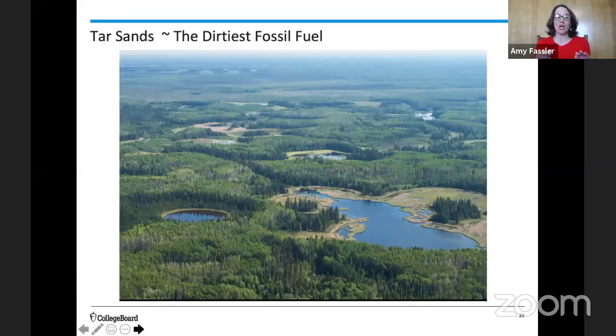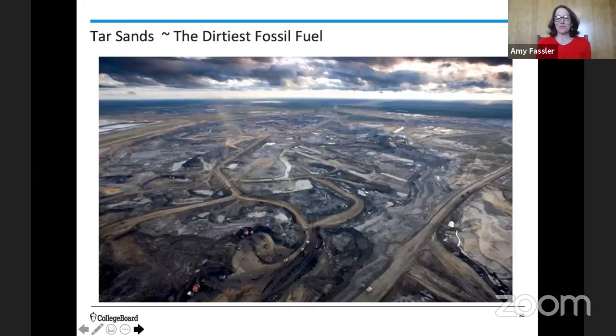So here's a picture of, and I'll show you this on a map in a minute, this is a picture of the area of old growth boreal forest. You know what the boreal forest is because you've reviewed that biome. It's in Alberta, in northwestern Canada, where these big deposits of oil sand are found. And this is what that area looks like after a tar sand project has come in.